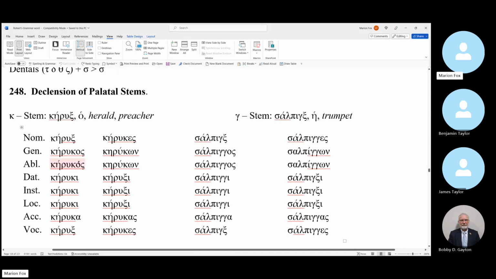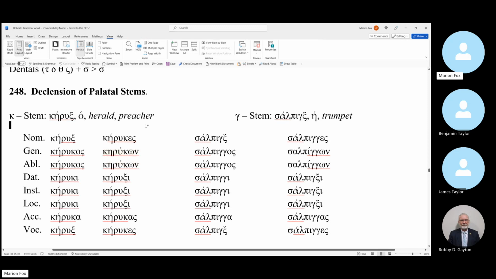Now, we have os, and then the kappa iota, and the vocative and nominative are usually the same. Once in a while they're different, but most of the time they're the same. Plural is keruxi, keruxis, and kerukon. So we put an omega with it, so that didn't change it. The stem stayed the same. Everything to the left of the cursor is your stem.